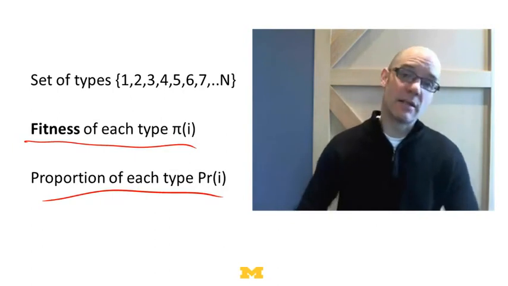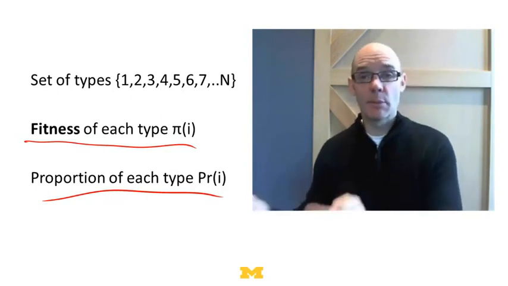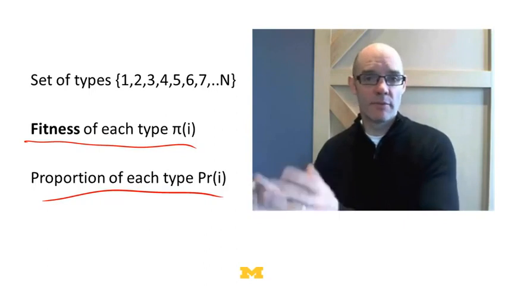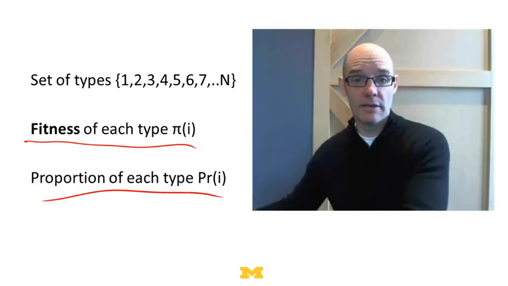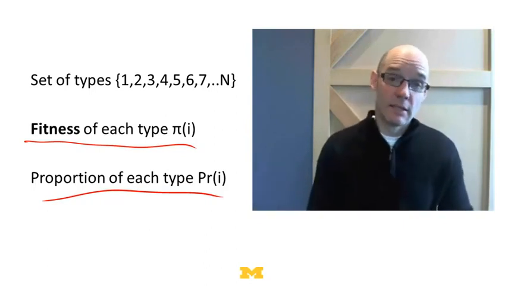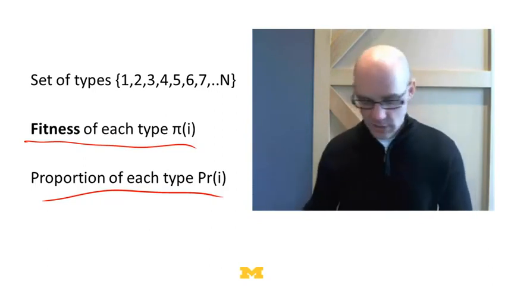Well, it's going to depend on the fitness of each type and on the proportion, because the more birds there are of a particular phenotype, the more offspring they're going to have. But also, the more fit a particular type of a species is, the more offspring it's going to have. So the fitness and the proportion are going to determine how many there'll be in the next population.